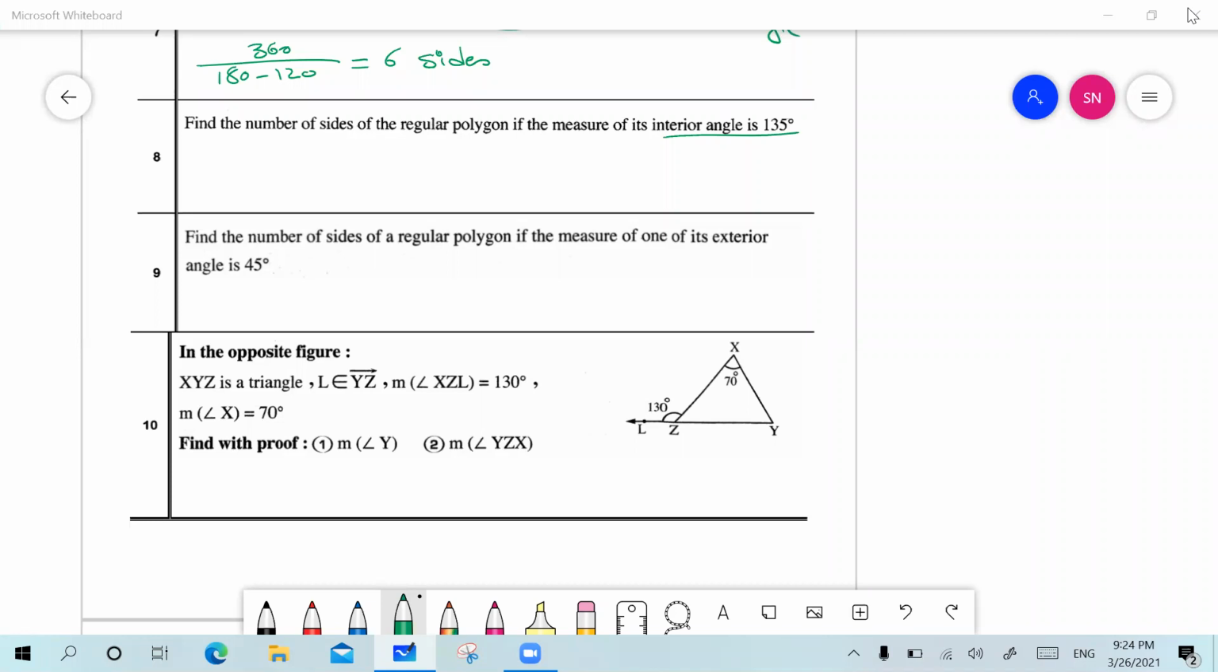Judy. We'll do 360 over 180 minus 135. Exactly. I'm using the same rule, which is 360 over 180 minus each interior angle, which is 135. So this means that this polygon has 8 sides. Thank you, dear.